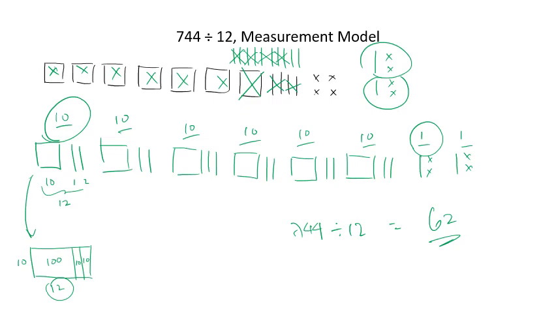But I think once you see this rectangle, then you kind of get the idea that we are still talking about groups of 12. That's still the primary idea, but I'm collecting them in larger groups or larger sets at one time to make the counting a little bit easier. But this is this division problem, 744 divided by 12, taken by the measurement model.